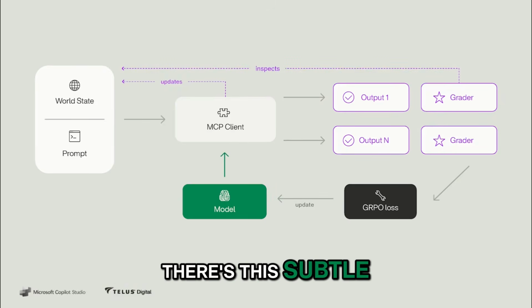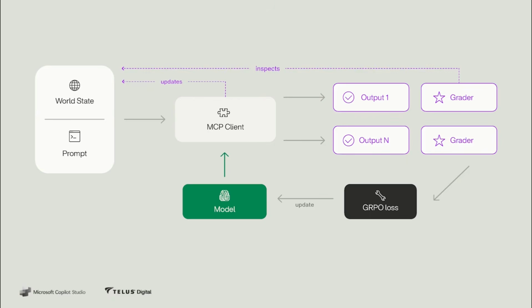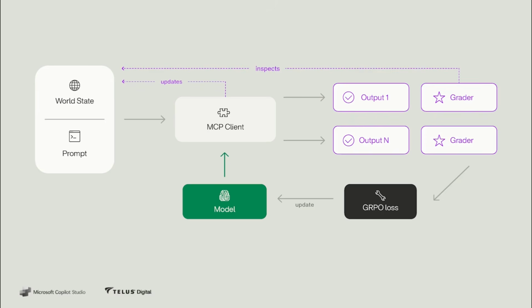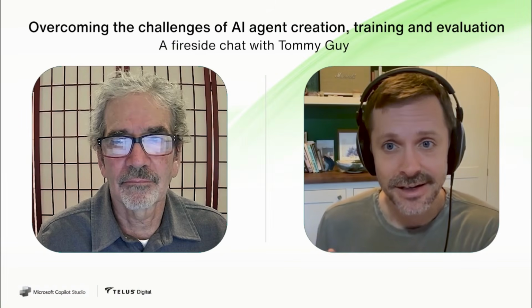Now, you asked about Goldilocks data. There's this subtle, tricky, hard thing embedded in this problem, which is that the world state and the prompt that I use needs to be just the right amount of hard. If I run the same thing through my model multiple times, often we'll do 16 or 64 times, same problem, same world state, same question, and every time I get the same answer and it's a pass, that's too easy.